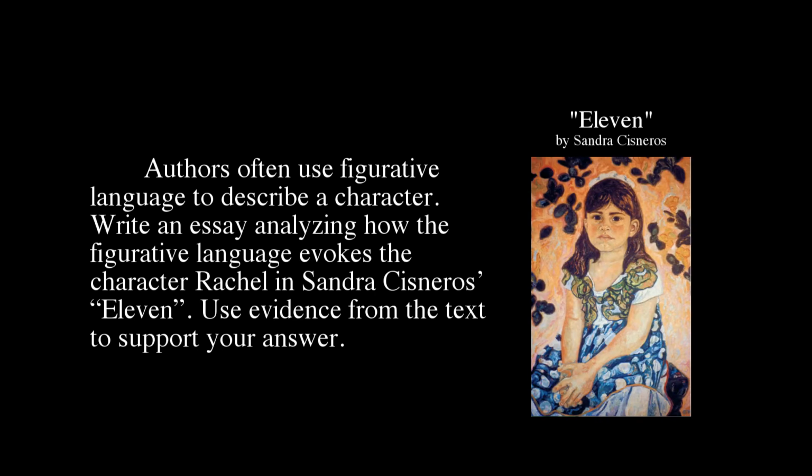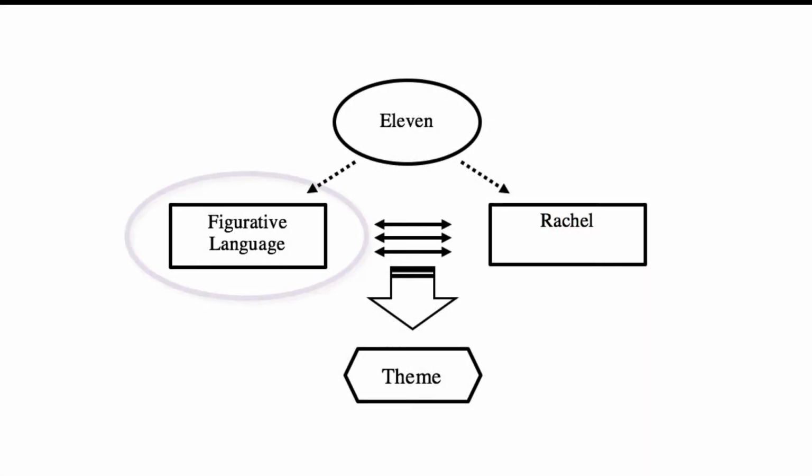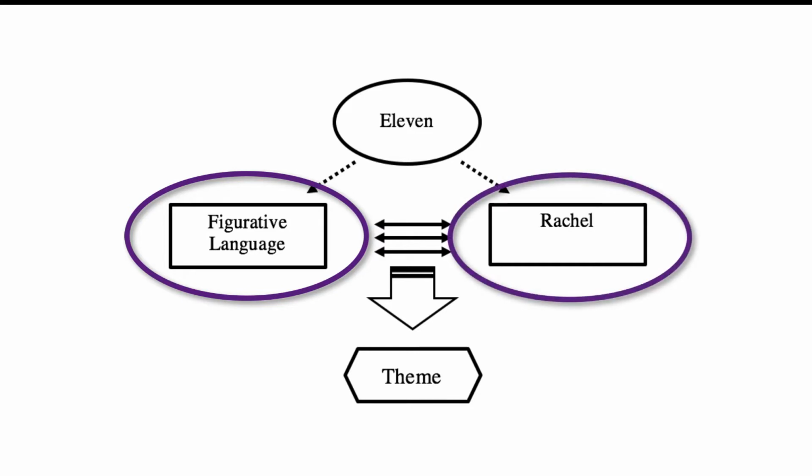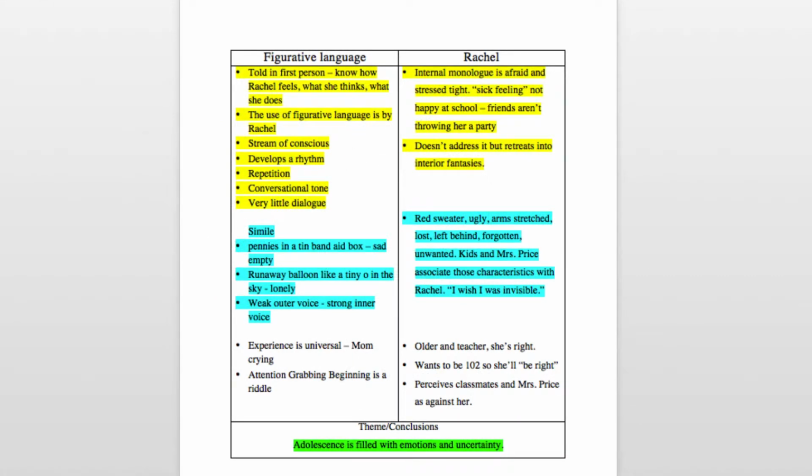Now the student goes back and rereads the prompt. Write an essay analyzing how the figurative language evokes the character Rachel in Sandra Cisneros' "Eleven." They want a detailed examination of these two elements to uncover how one affects the other. Then the student must use those ideas to draw a conclusion about the text. Begin by gathering the ideas and evidence from your notes and assembling them in one document. Organize them so it is easier to identify the interrelationships between the two elements.